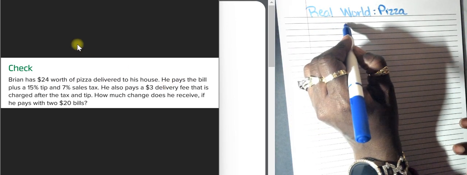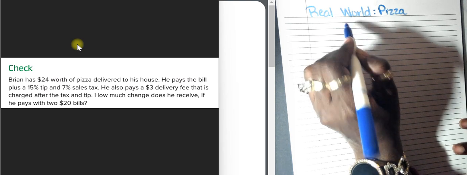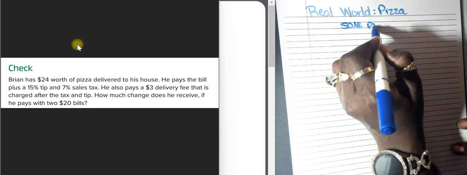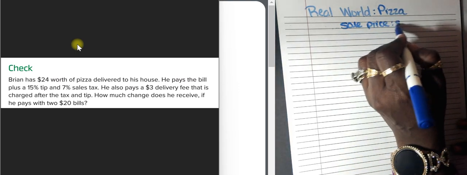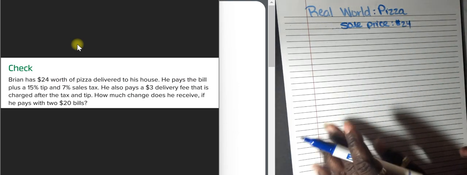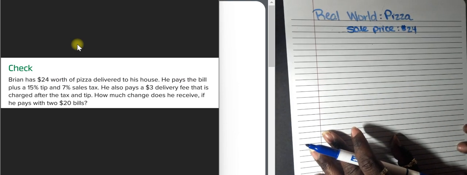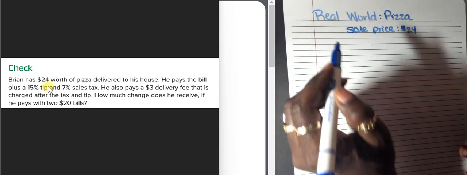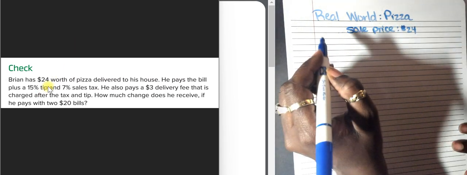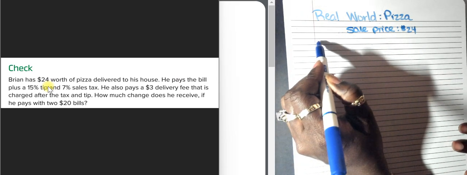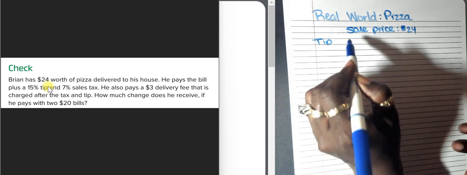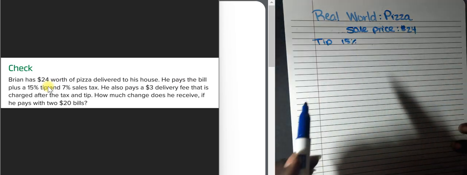So let's start here. We have $24 for the pizza that he purchases. So we're going to say sale price is $24. All right. And then now we need to figure out about the 15% tip. And so we're going to use the same formula that we've used before. So let's talk about the tip. The tip is going to be 15%.